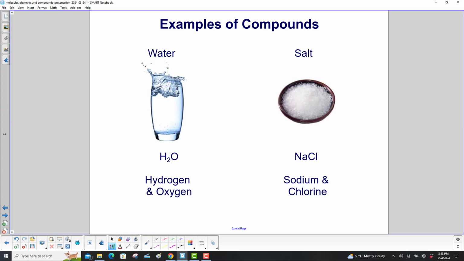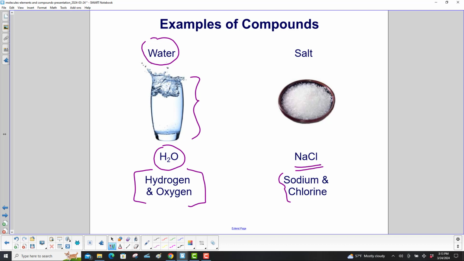Here are some compounds. We have water, or H2O, made up of hydrogen and oxygen. So you have two gases here. They combine to form a liquid. Salt is made up of sodium and chlorine, NaCl.